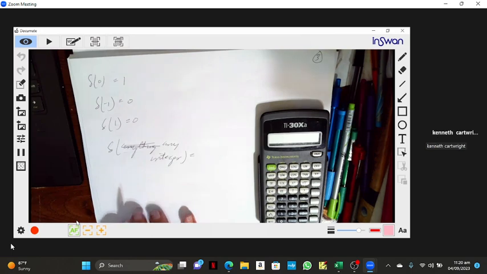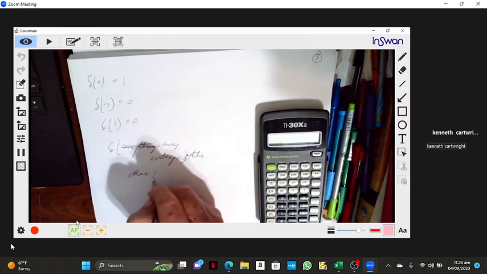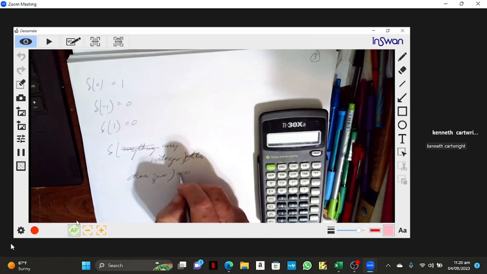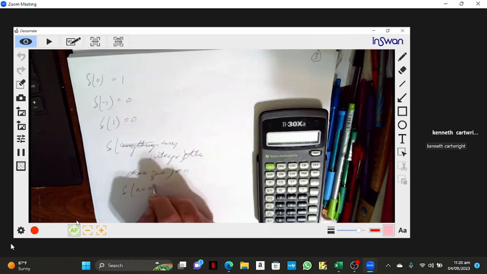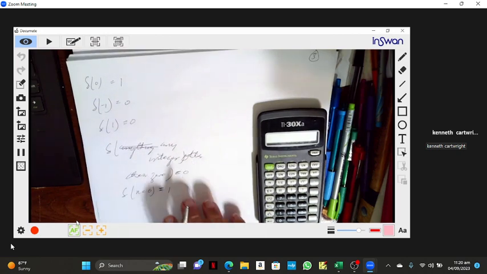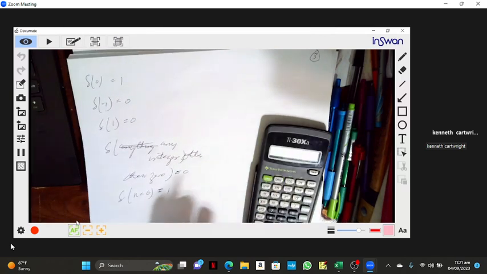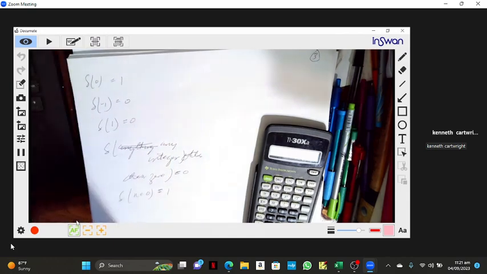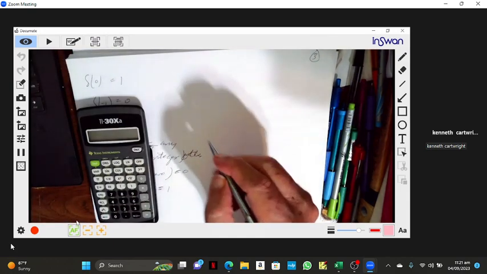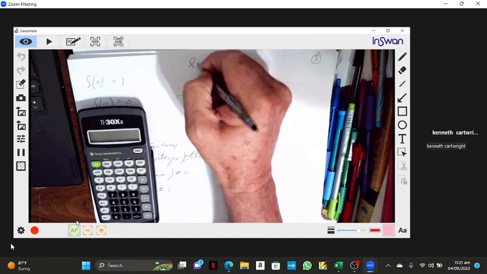So delta of any integer other than 0 is equal to 0. And delta of n at n equals 0 is equal to 1. Really straightforward definition. So, reminder, this is what delta of n looks like.